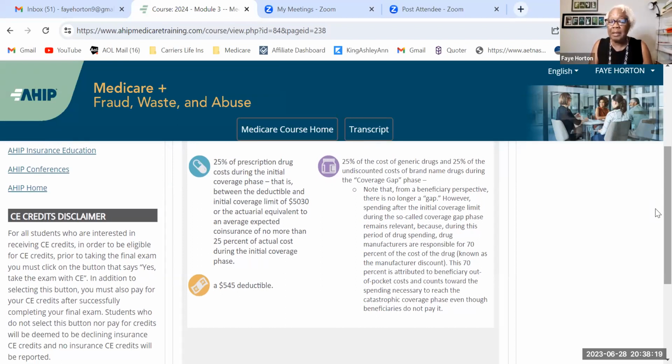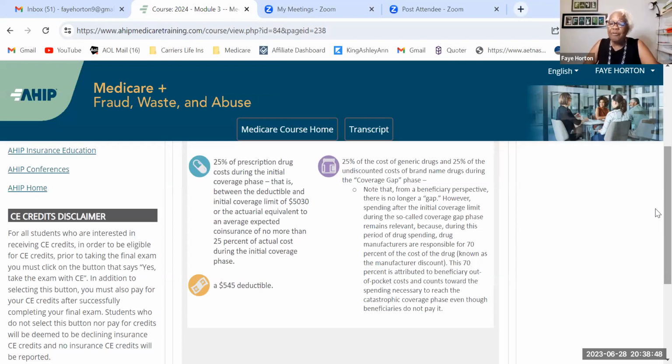Let me say that again because my tongue got all mixed up there. 25% of the cost of generic drugs and 25% of the undiscounted cost of brand name drugs during the coverage gap is what the individual is expected to pay. Note that from a beneficiary perspective, there is no longer a gap.